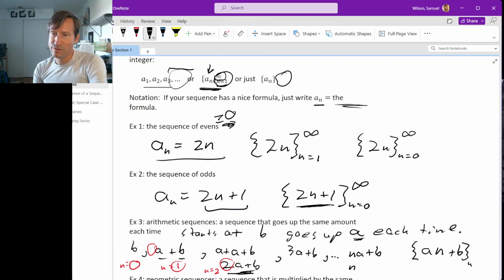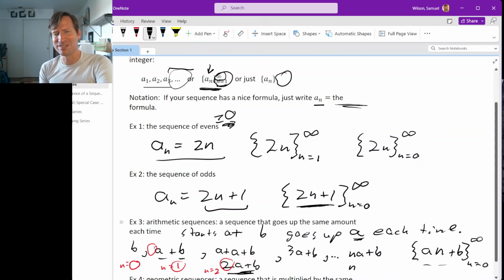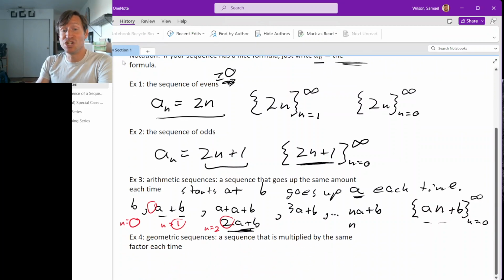And this one we started at 0. Okay, for some reason I switched the a and the n around, but it doesn't matter which order they're in, right? So an arithmetic sequence is kind of a common sequence. Another common sequence is a geometric sequence.